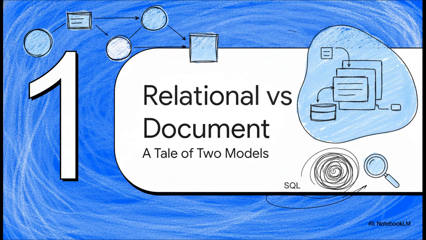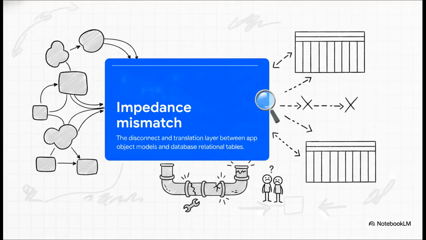Section 1. Relational versus document models. We're starting our journey with the most ubiquitous system in the world, the relational model, driven heavily by SQL, and the major challenger that emerged over the last decade to address its rigid structure, the document model.